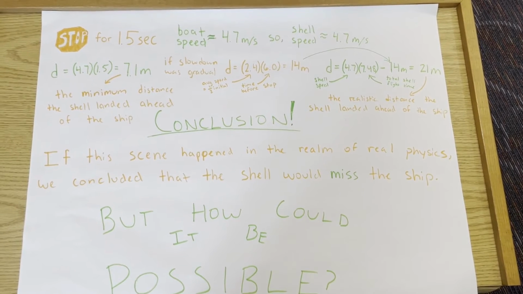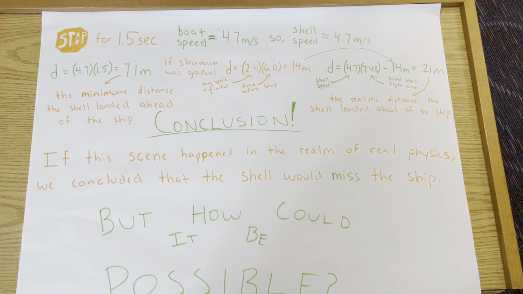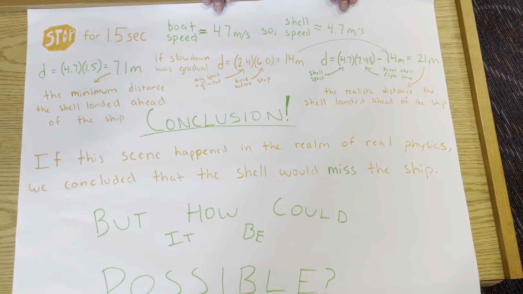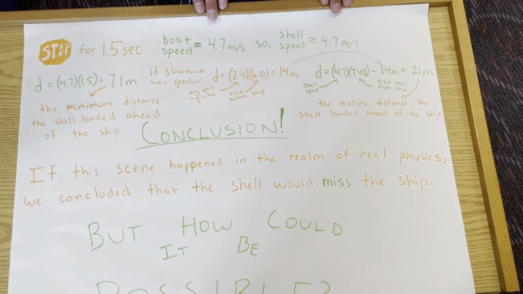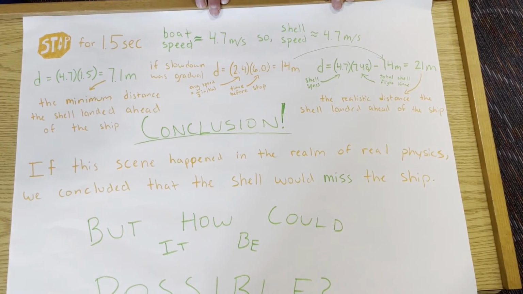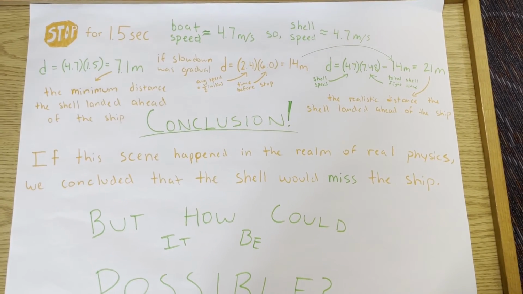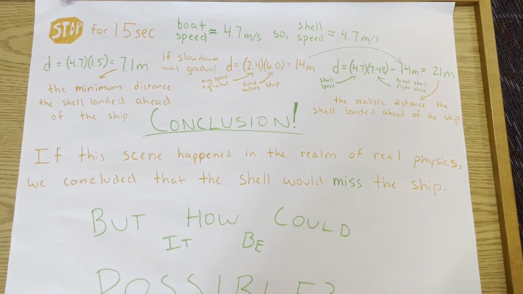Regarding air resistance, we know that it has such a minuscule effect on the shell speed, and estimating the boat speed to be about 4.7 meters per second, we have such a small margin of error in our calculations because air resistance is so small, so we're going to kind of roll with the shell speed also being about 4.7 meters per second. And now, in the scene, we notice that the ship stopped for about 1.5 seconds.